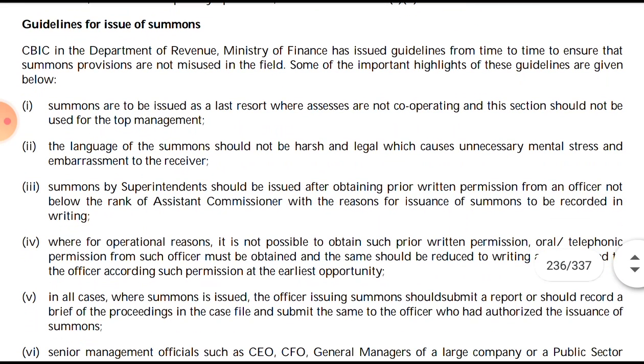First, summons are to be issued as a last resort where the assessee is not cooperating, and this section should not be used for the top management. Second, the language of the summons should not be harsh and legal, which causes unnecessary mental stress and embarrassment to the receiver.